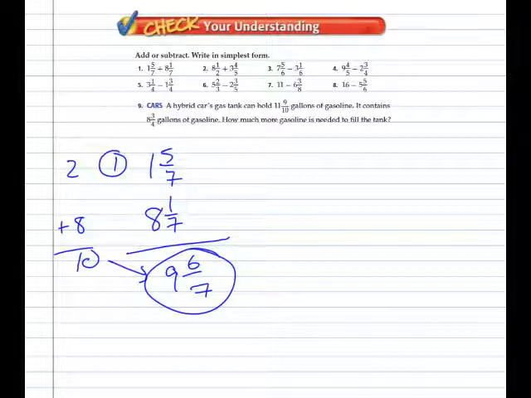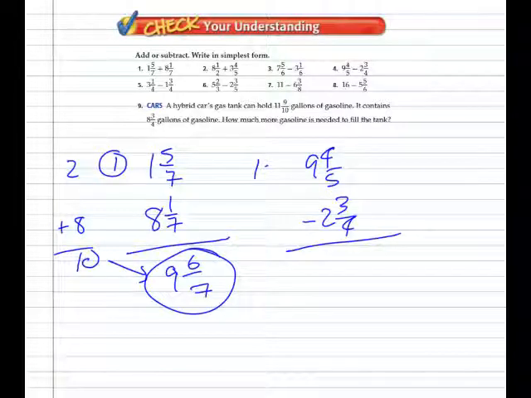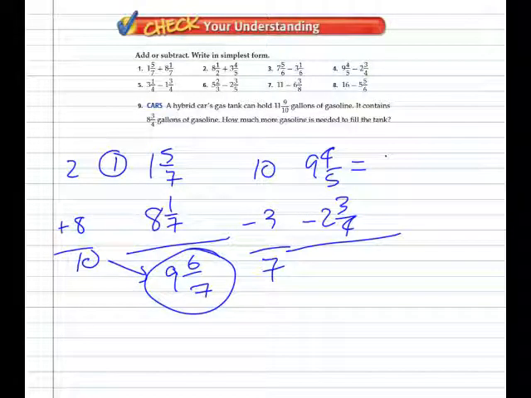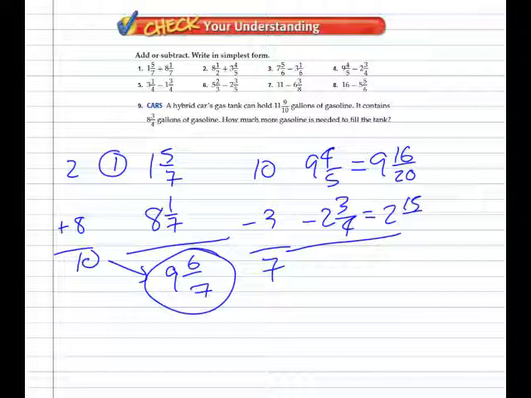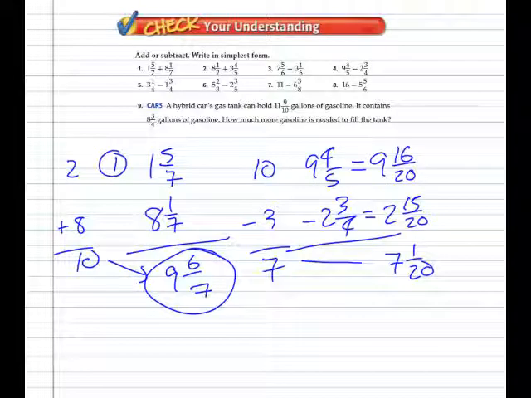Let's do a subtraction problem with an unlike denominator. Let's go here and do 9 4/5 minus 2 3/4. Estimate would be 10 minus 3, or about 7. Common denominator is going to be 20. 9 and 16/20 minus 2 and 15/20 gives me 7 and 1/20. Again, very close to that.